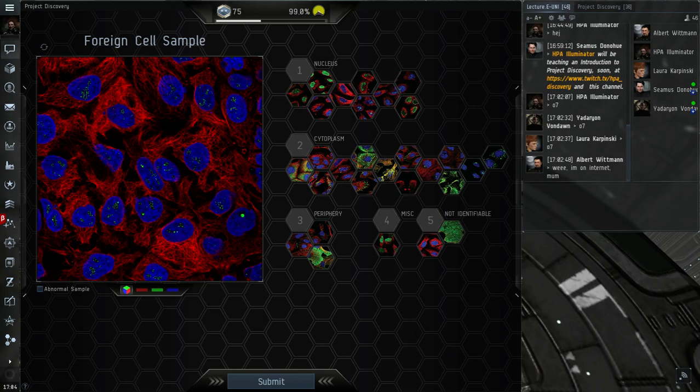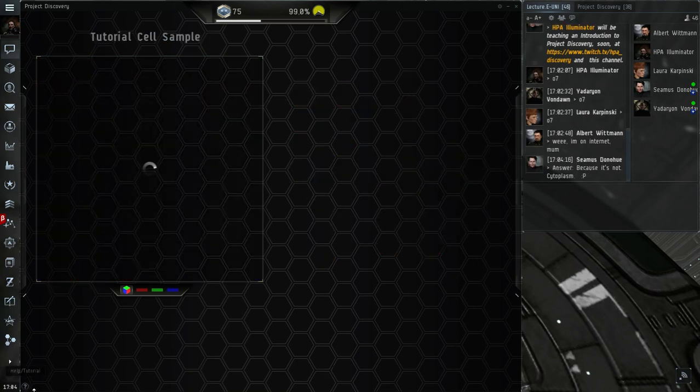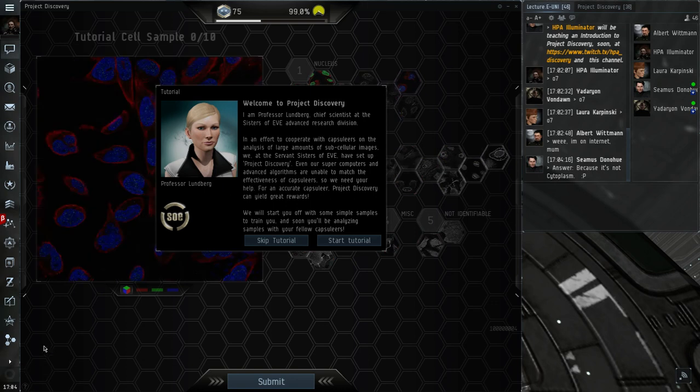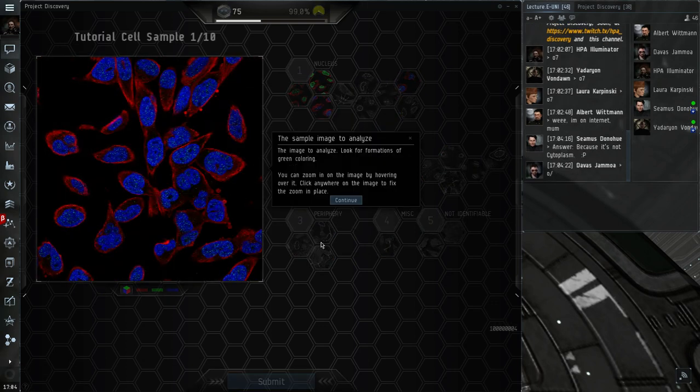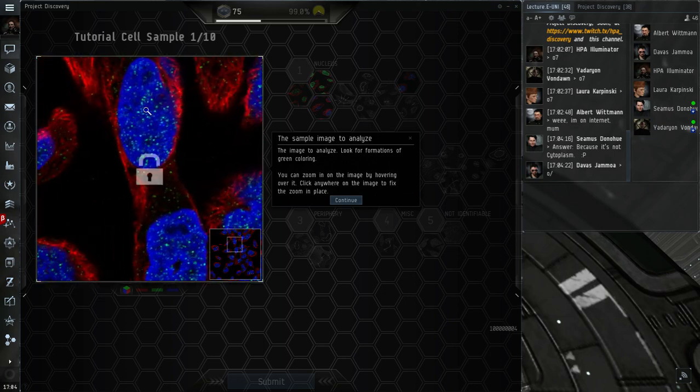Okay, as some of you may know, you can restart the tutorial by the little question mark in the bottom left corner. And the first thing that comes up is an info box that the image is the one that should be analyzed, and we should look for the green color in the image. We can zoom the image by hovering over it, and you click the image to fix the zoom in place. So you can zoom in the image, left click, and then you will lock the image.